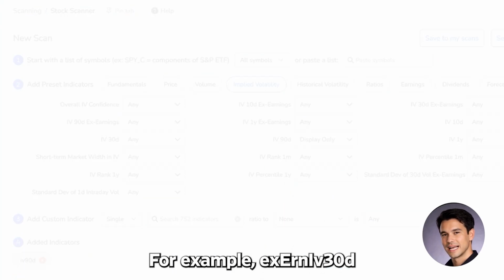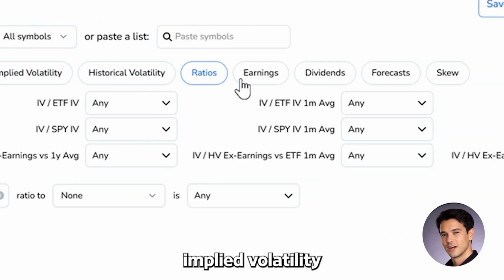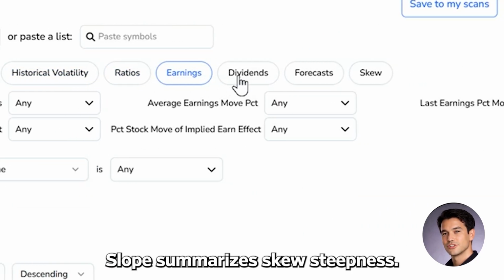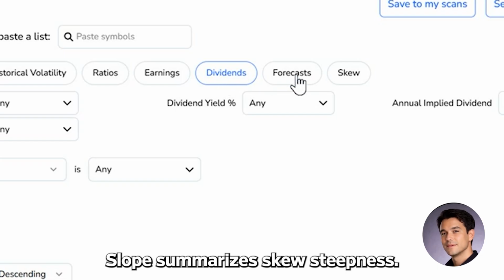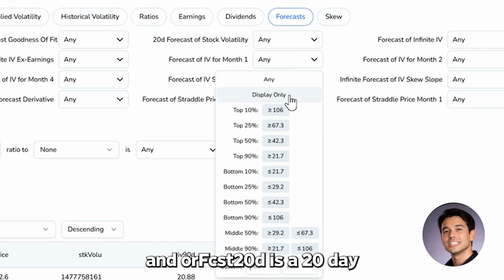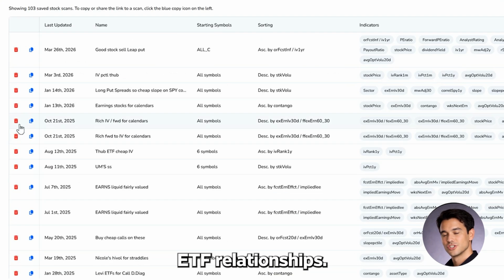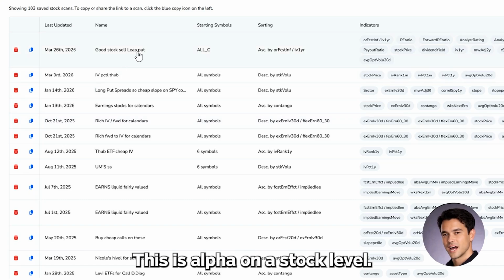For example, XERNIV30D is the 30 calendar day implied volatility with earnings effects removed. Slope summarizes skew steepness. Contango measures short-term term structure shape. And ORFCST20D is a 20-day volatility forecast built using X earnings signals and related ETF relationships. This is alpha on a stock level.